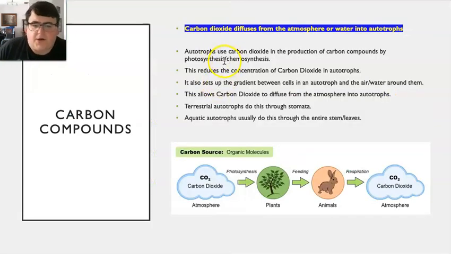Also talking about carbon dioxide diffusing into water or into those autotrophs. Like we said before, we know autotrophs are using carbon dioxide to produce carbon compounds through photosynthesis. That also happens through chemosynthesis, which we talked about in the first PowerPoint.